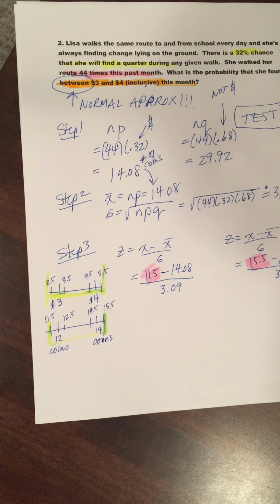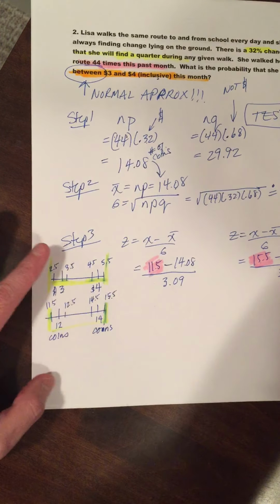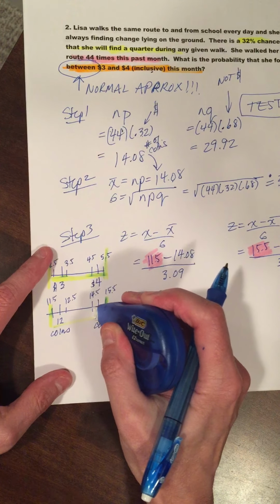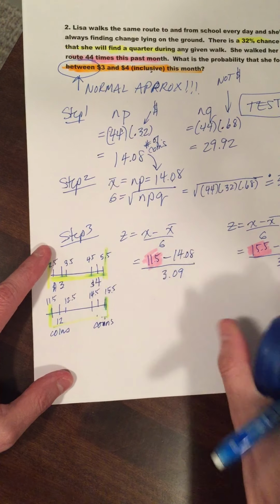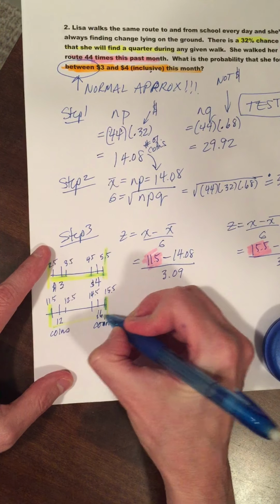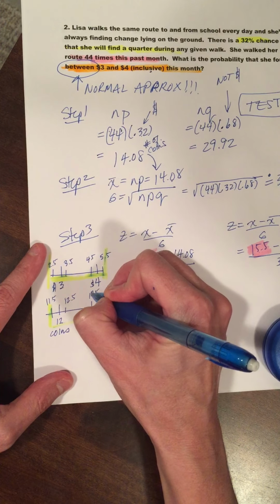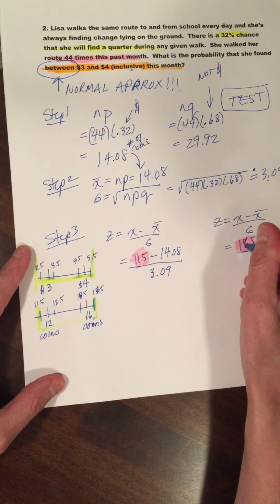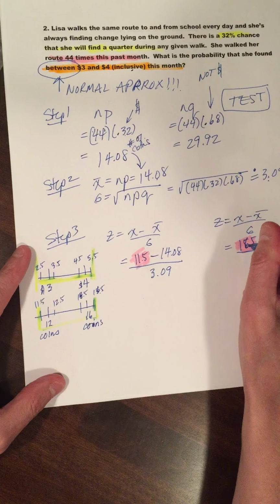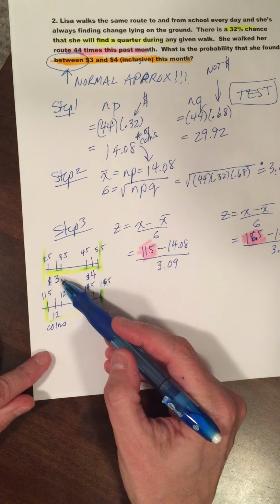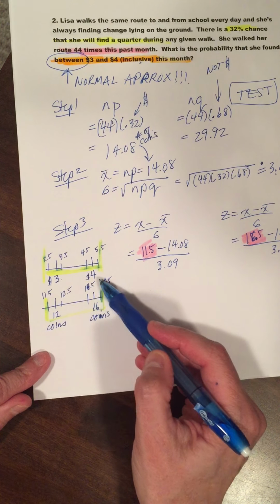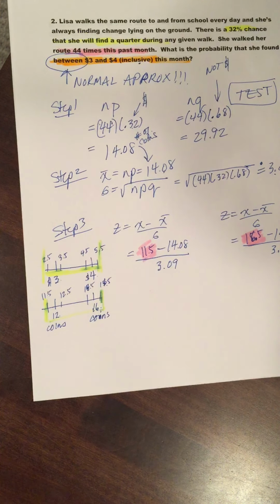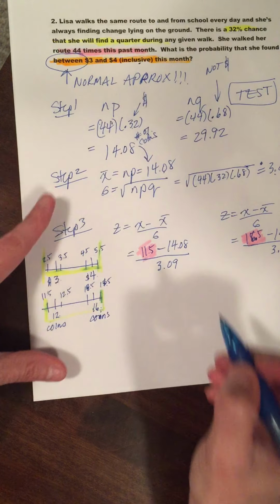resolved, did I screw something up? I most certainly did. It just dawned on me right now. This should be 16. $4 should be 16 coins. So 15.5 and 16.5. Sorry about that, guys. So again, $3 is 12 coins. $4 is 16. Don't ask me even where I got 14.